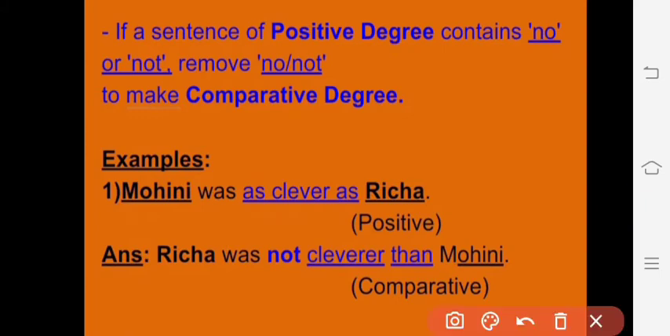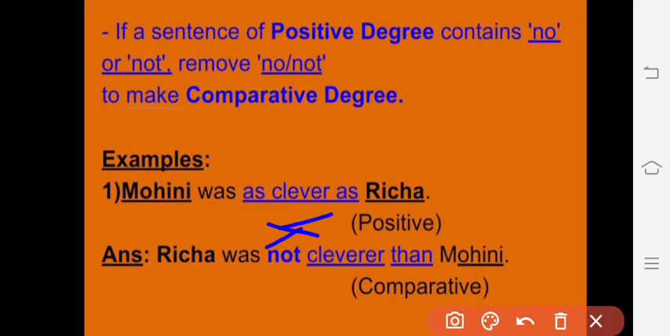Richa was not cleverer than Mohini. Richa comes first, then afterward Mohini. So interchanging of these nouns or pronouns. So Richa was not cleverer than Mohini.